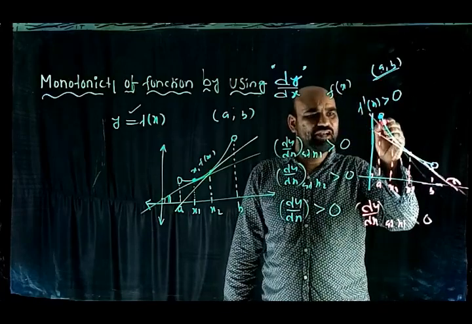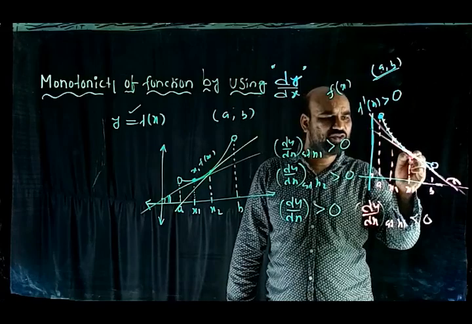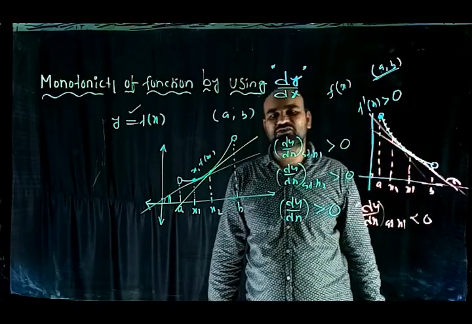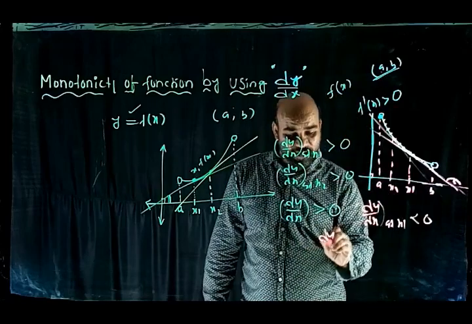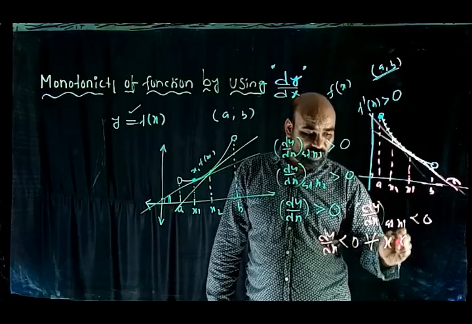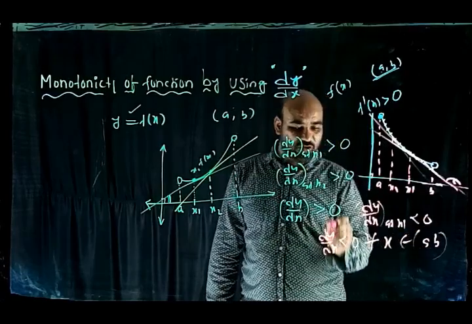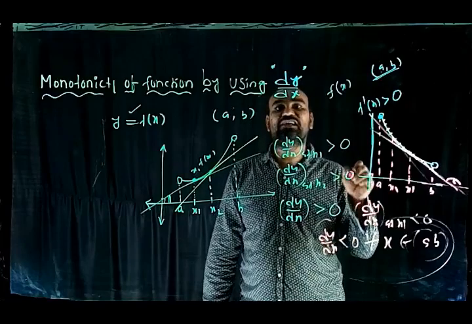You get the same conclusion. Take any point in between a to b. At those points, if you draw tangents, all tangents will give negative slopes. Means dy by dx is less than 0 for every x belonging to the open interval a to b. Now we can say that in this interval the given function is decreasing.